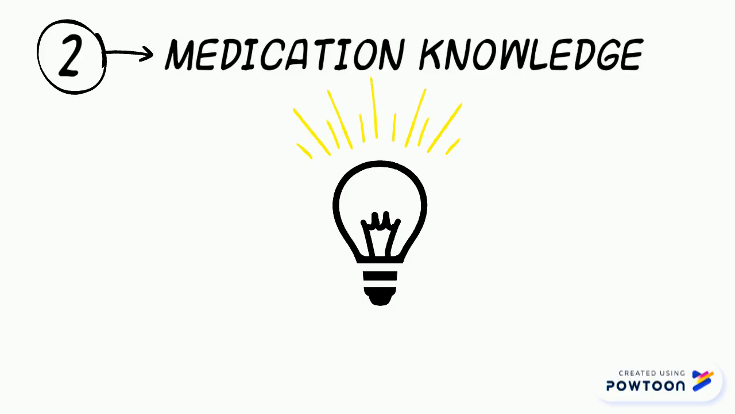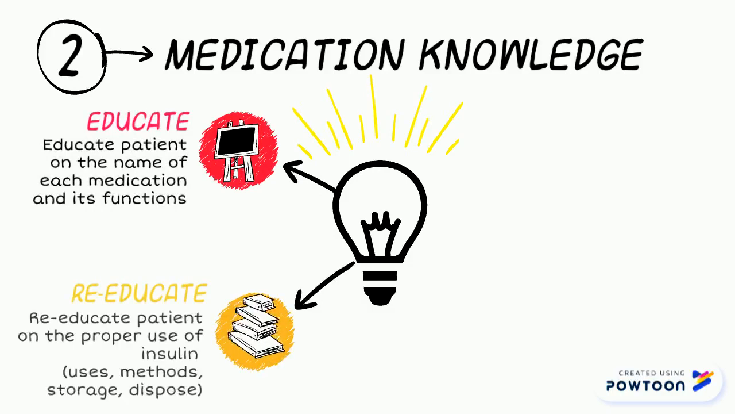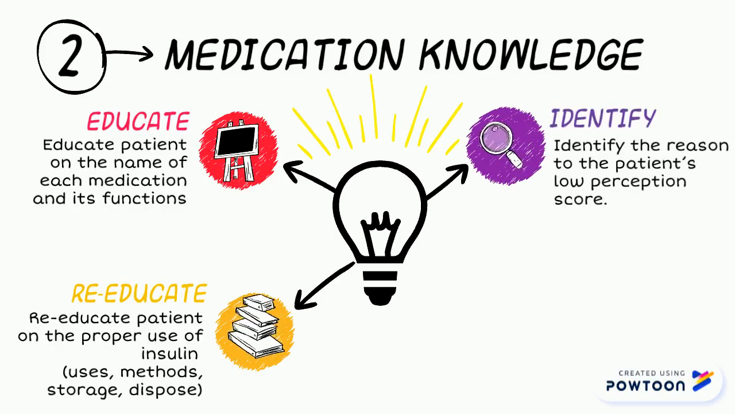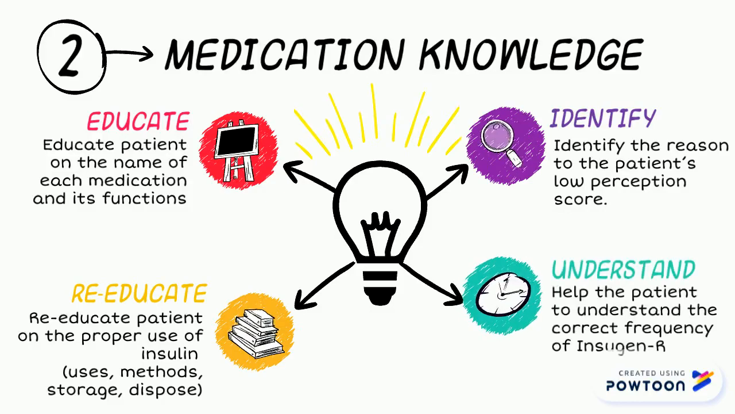On the aspect of medication knowledge, we should educate the patient on the name of each medication and its functions. Next, we should re-educate the patient on the proper use of insulin, including its uses, methods, storage, and disposal methods. We should also help to identify the reason behind the patient's low perception score. And finally, because the patient is unsure of the correct frequency of Insugen R, we should help him to understand the correct frequency of that drug.